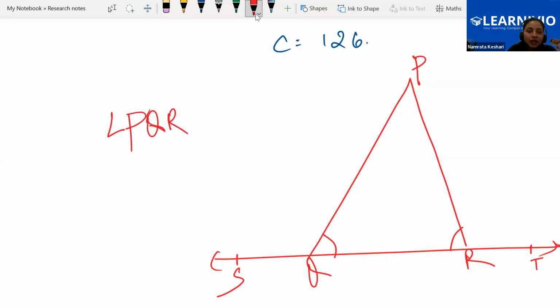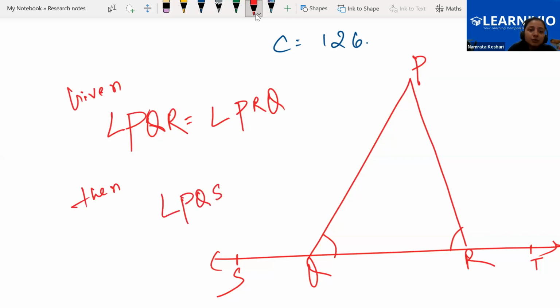Angle PQR is equal to angle PRQ. It is given that, okay? It is given that these two are the same. Then what are we supposed to prove? We are supposed to prove that angle PQS is equal to angle PRT. Okay, then prove that.